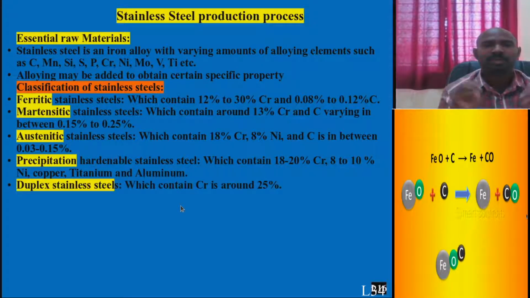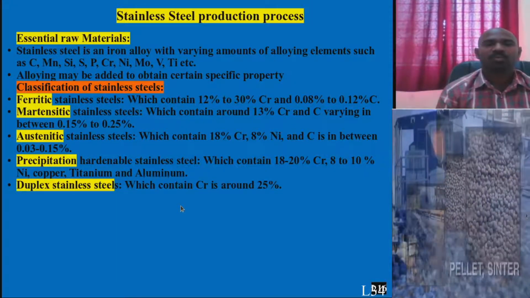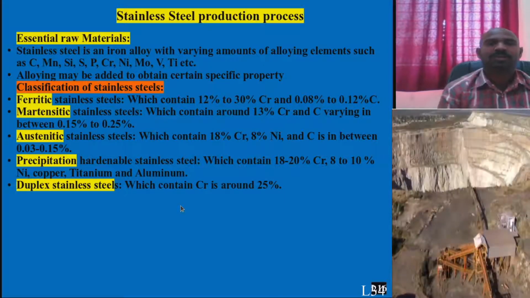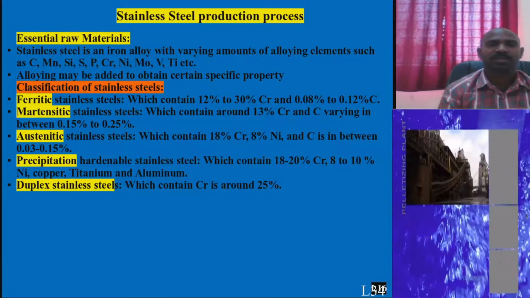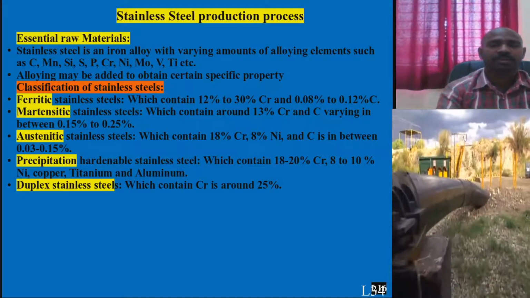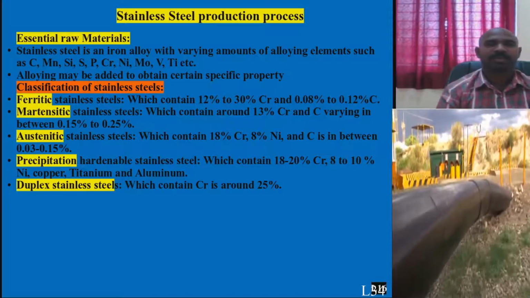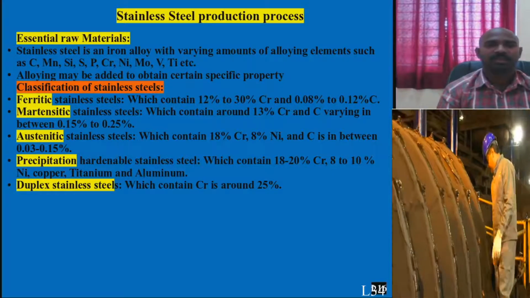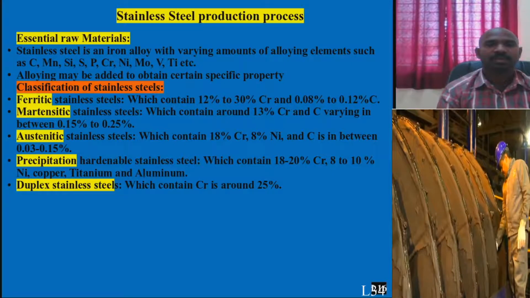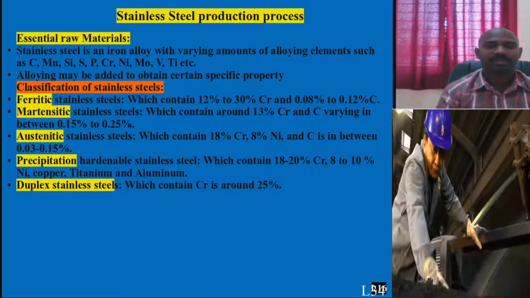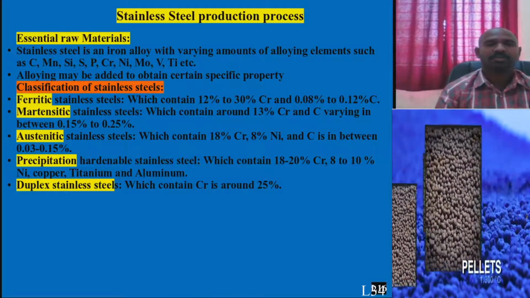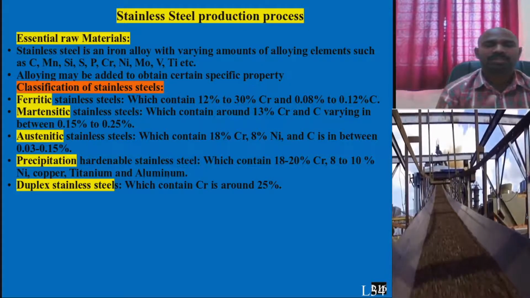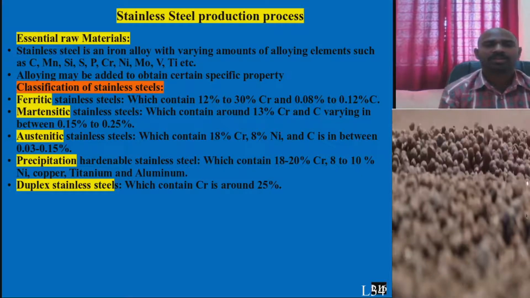Coming to duplex stainless steel, which contains chromium around 25%. Duplex stainless steel is one more category where you need vacuum treatment, further reducing the carbon and nitrogen level. If the process is a two-step process, it is called the duplexing process. If it is a three-step process, it is called the triplexing process, which will be described in complete detail in the next lecture.